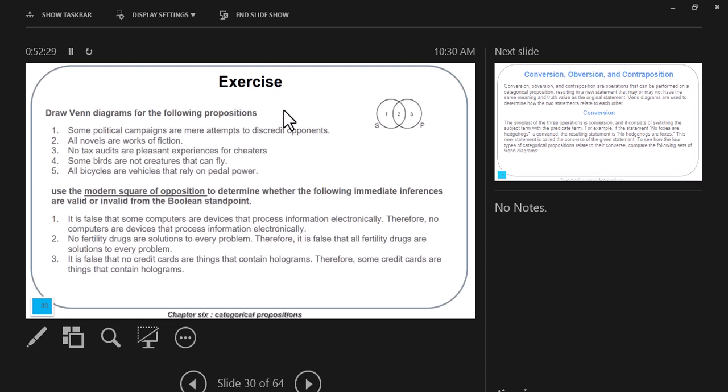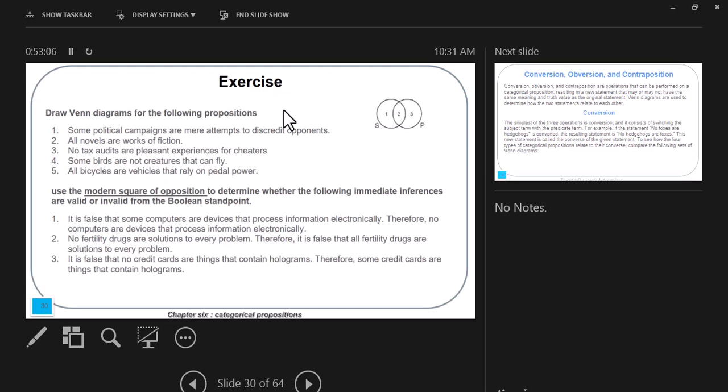Use the modern square of opposition to determine whether the following immediate inferences are valid or invalid from the Boolean standpoint. It's false that some computers are devices that process information electronically. Therefore, no computers are devices that process information electronically. Now tell me which relation is it? Is it an A-E relation, an A-I relation, an A-O relation, or what else? Which type is the premise proposition? Is it A type, E type, I type, O type?